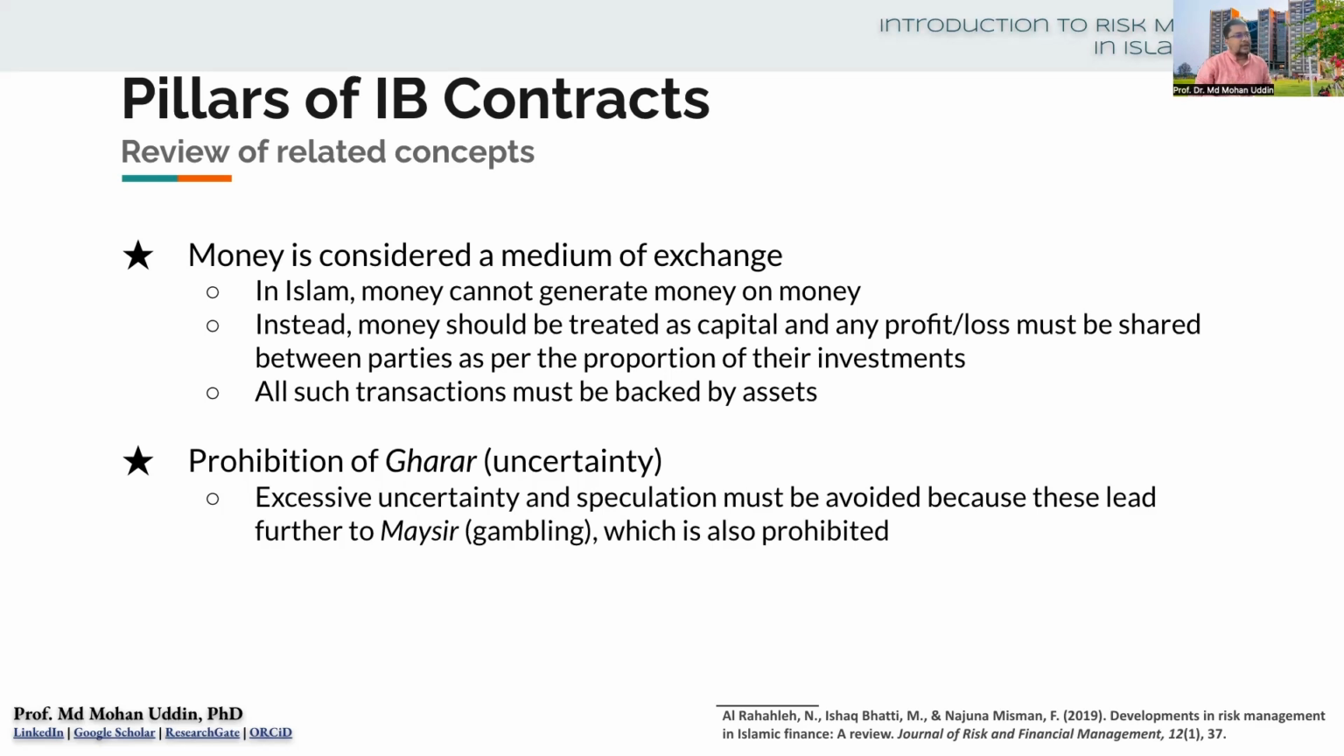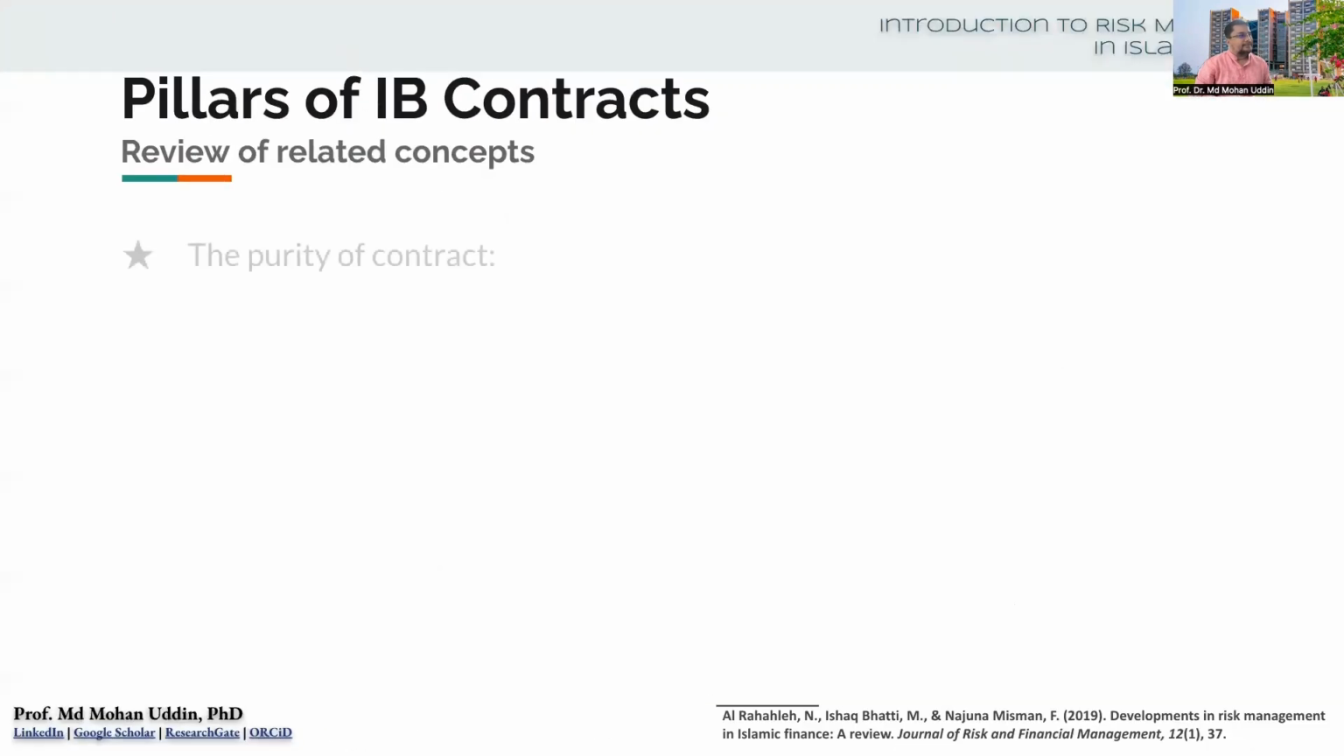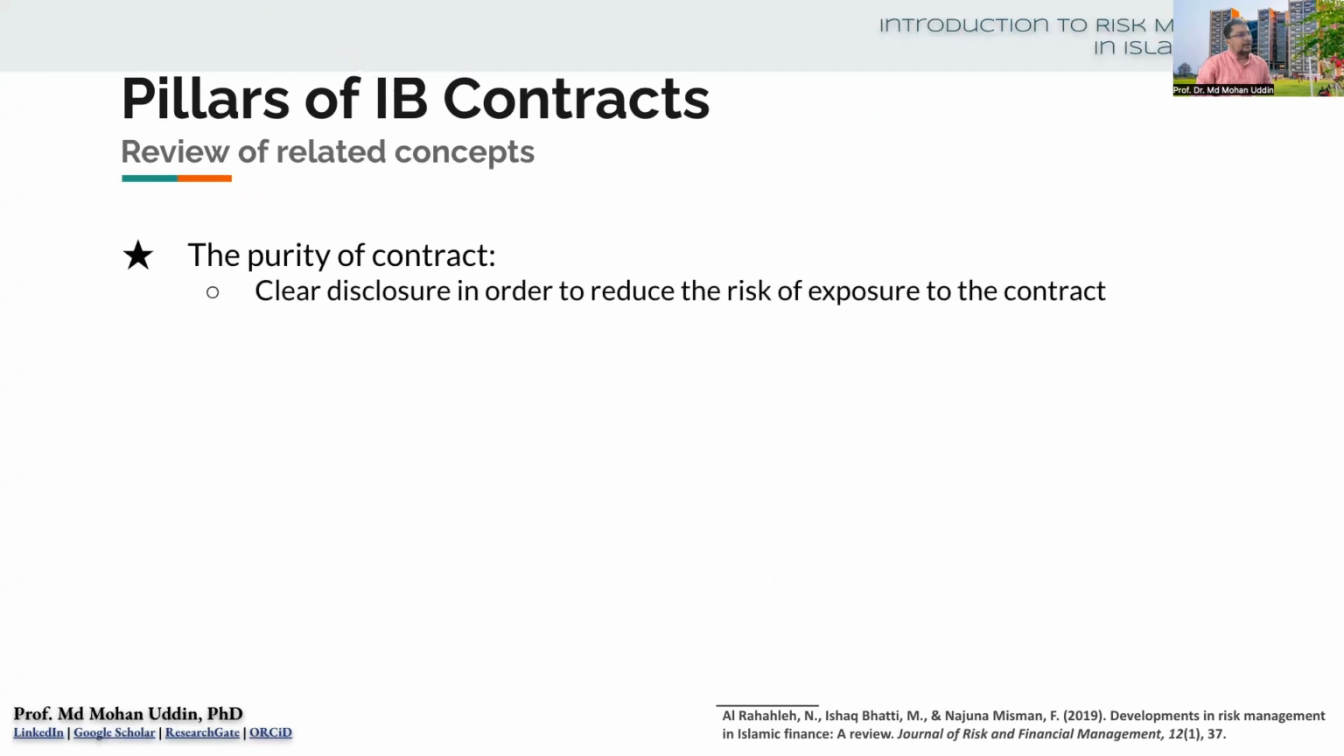So this is the thing, that in the Islamic banking contracts, we avoid complete uncertainty. And the purity of contract, that is another pillar. So what we mean is clear disclosure in order to reduce the risk of exposure to the contract. So disclosure, everything should be clear, and legal in the eye of Sharia, Islamic Sharia.